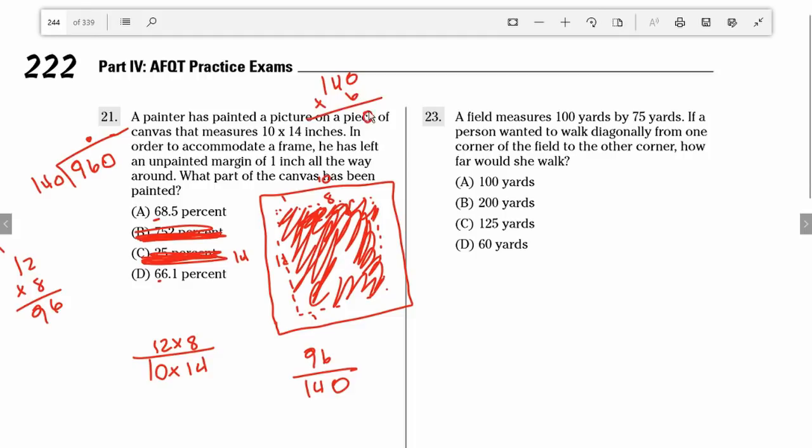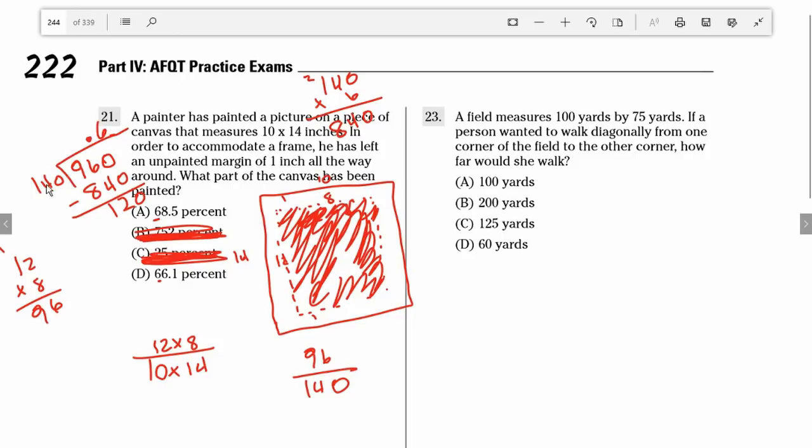6 times 0 is 0. 6 times 4 is 24. Carry the 2. 6 times 1 is 6, plus 2 is 8. So we know this is going to be 840. Subtract. 0 minus 0 is 0. 6 minus 4 is 2. And 9 minus 8 is 1. And again, that was 6.